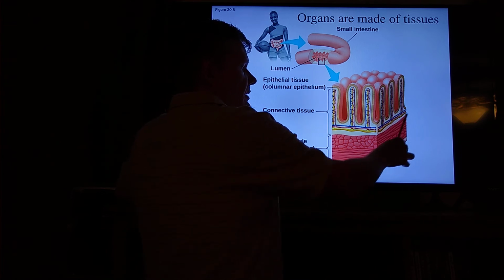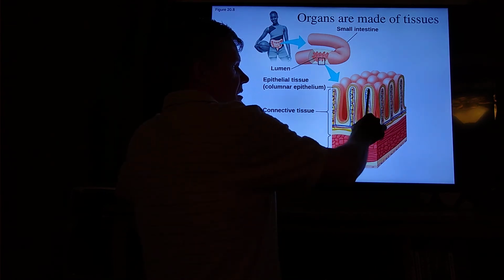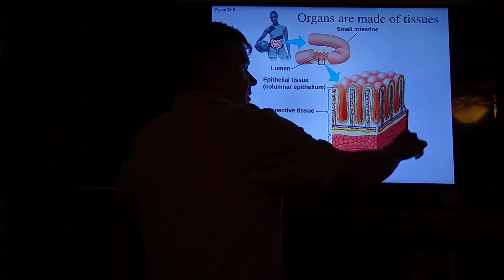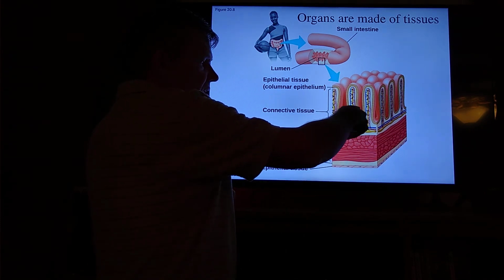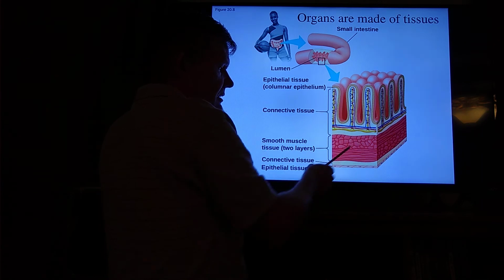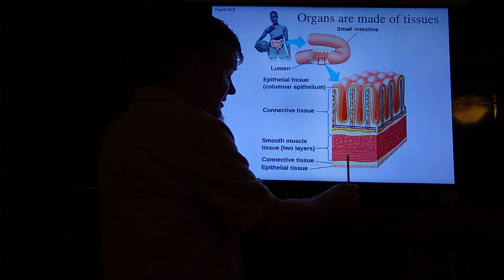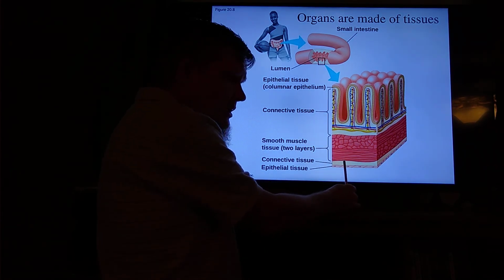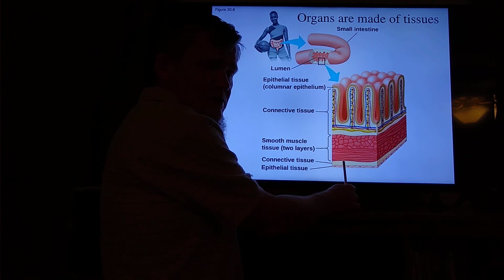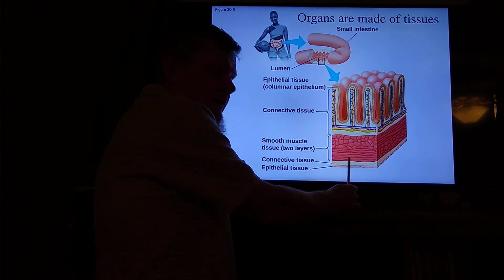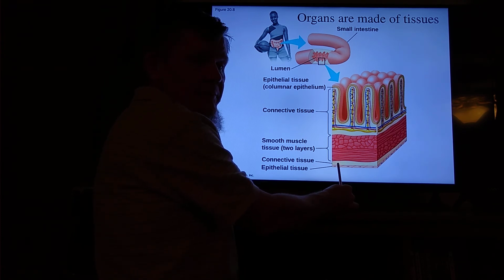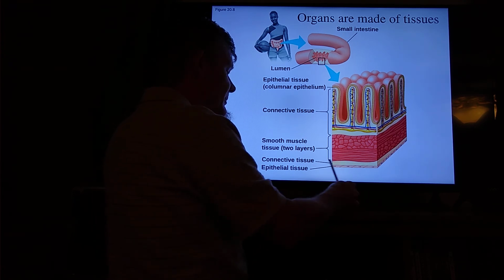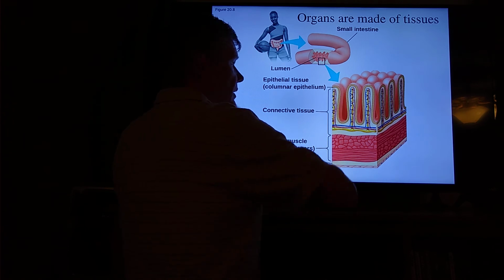The underlying layer of all of this epithelial tissue is always going to be connective tissue. On the back side of this connective tissue layer is muscle. Then there's more connective tissue. Anywhere you have muscle, you always have connective tissue associated with it to keep it from ripping itself apart. And then to tie the whole thing together, basically kind of like a wrapper on a hamburger, is epithelial tissue.